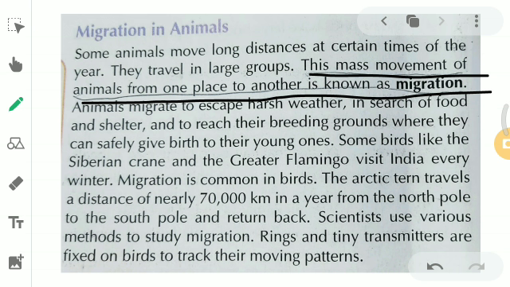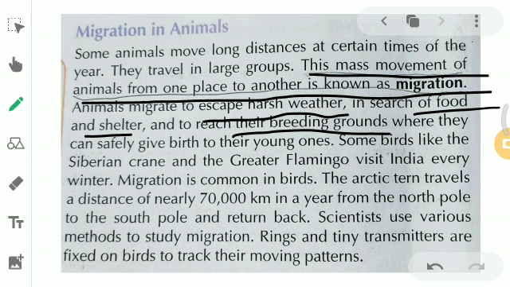Animals migrate to escape harsh weather, escape meaning to get protection from weather, or in search of food and shelter, and to reach their breeding grounds to have the young ones of their species.